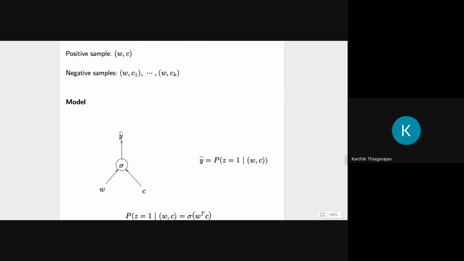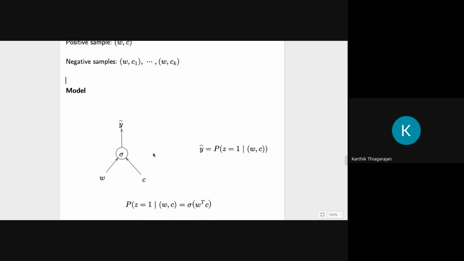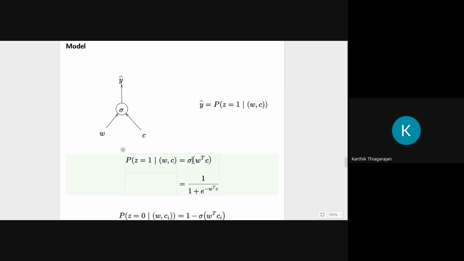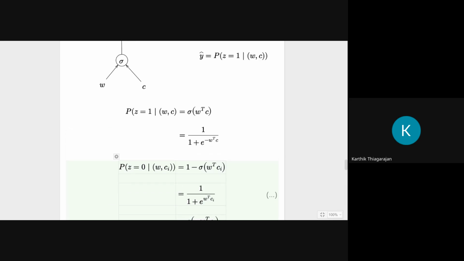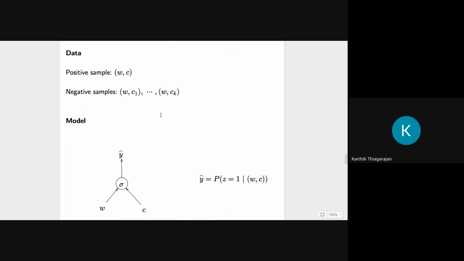The model is actually very simple. You just rely on the dot product again for comparing the similarity between word vectors. And since you are interested in a binary classification task, you use sigmoid. So W and C go in, and this is the probability that they are a word context pair. That is just sigma of W transpose C. The probability of them not being a word context pair will be 1 minus sigma of W transpose C, and that turns out to be sigma of minus W transpose Ci. Remember, C1 to Ck are all negative non-context words.